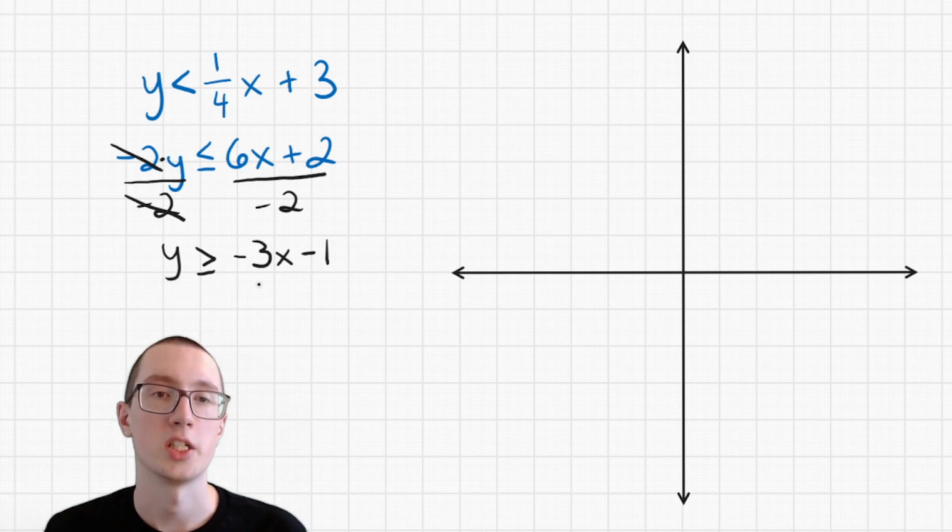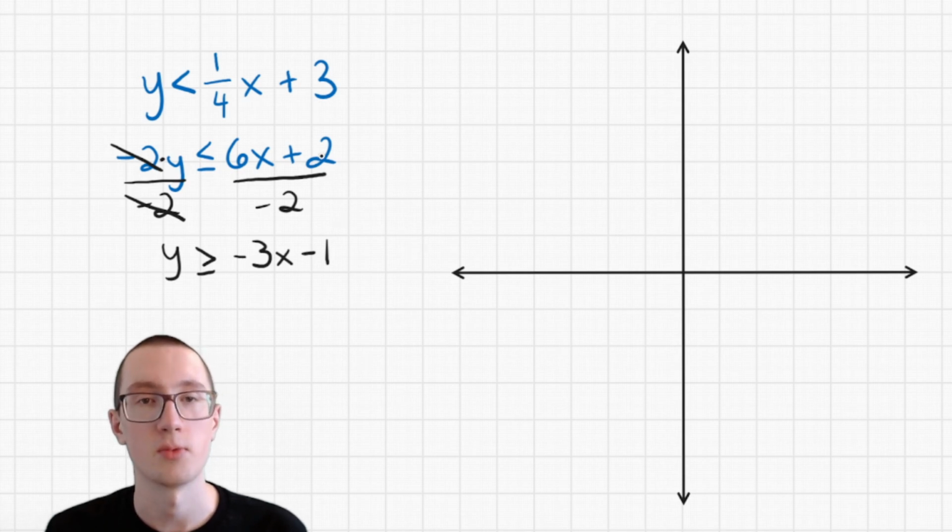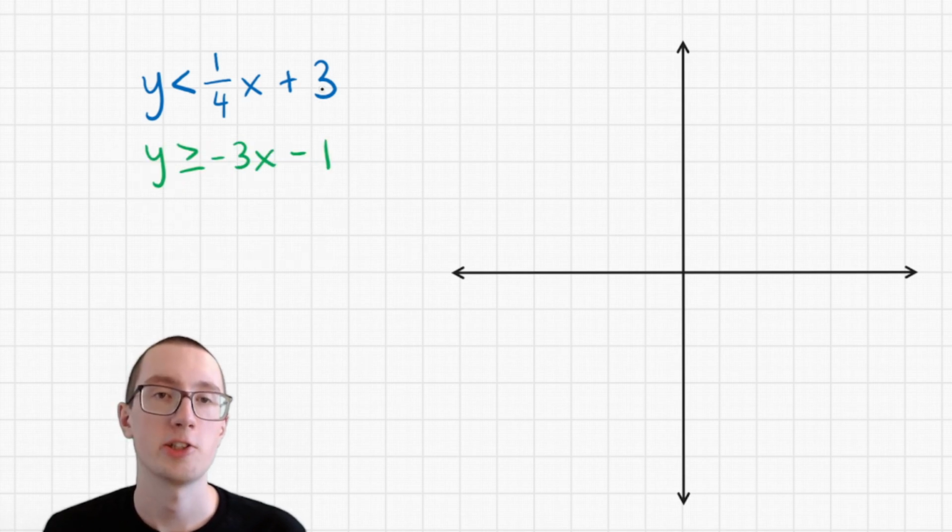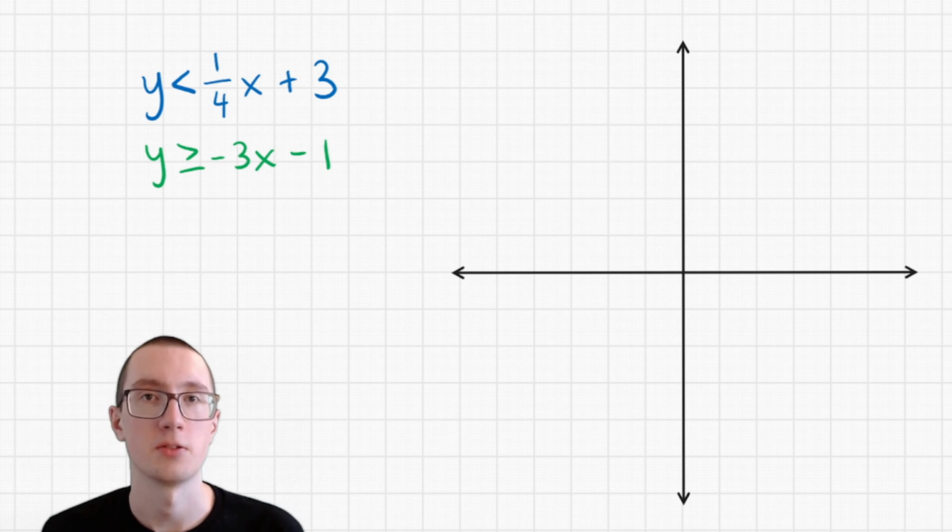So we have our new equation here of y is greater than or equal to negative 3x minus 1. And I'll go ahead and write that up here. So we now have two good equations here that are both in y equals mx plus b. So we can go ahead and start graphing them. So let's graph this one first.